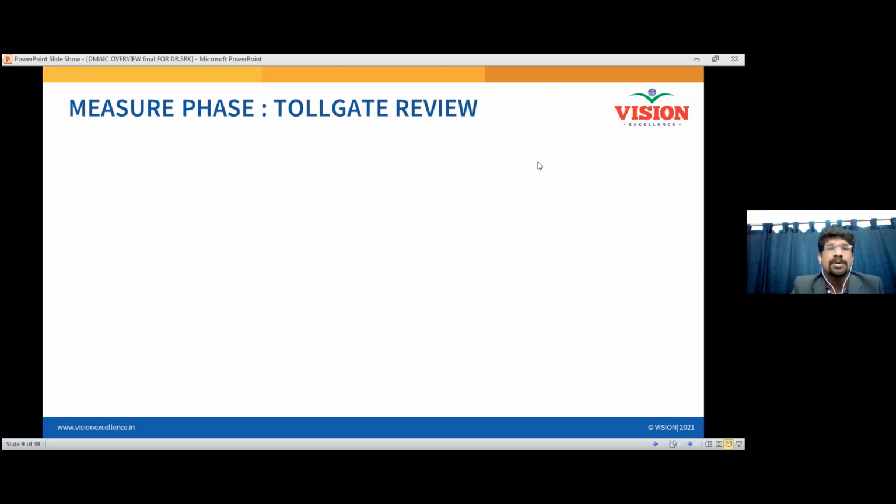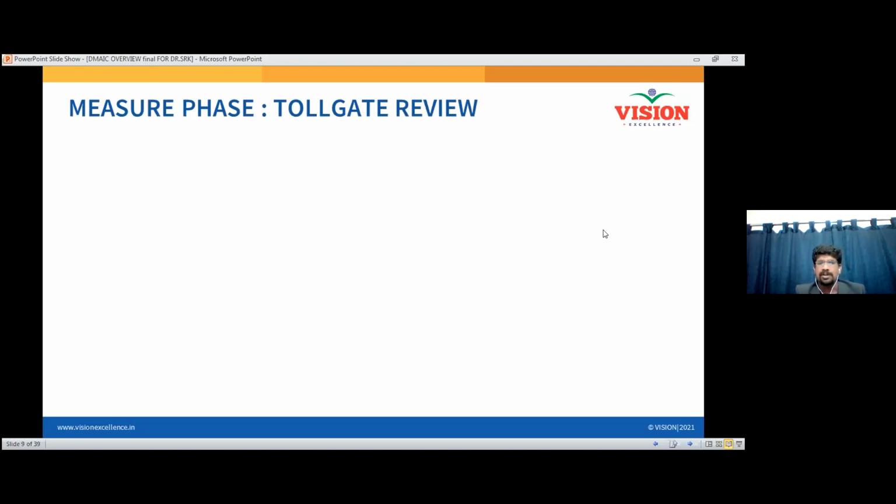Now we move to the measure phase. What is the measure phase? Why do we need to follow this phase? Normally I used to say a statement: anything which cannot be measured cannot be monitored. So only if you measure things can you monitor. Only if you monitor can you control it. Only if you control it will you be able to direct it. So measurement is critical. Measuring is very important.